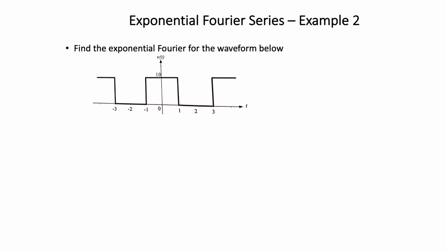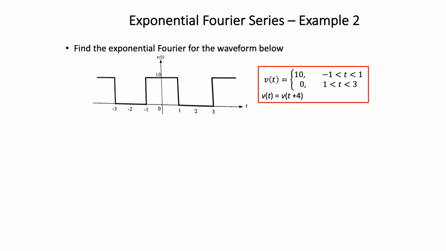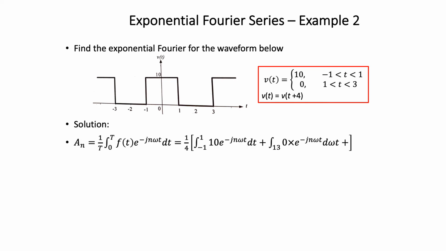Now, let us proceed with example 2, finding the Fourier series using the exponential Fourier series. The analytical equation for the waveform is given: V(t) equals 10 for t from minus 1 to 1 and V(t) equals 0 from 1 to 3. Calculating the Cn, we have 1 over 4 times integral minus 1 to 1 of 10 e to the minus j n omega t dt plus integral 1 to 3 of 0 times e to the minus j n omega t dt.